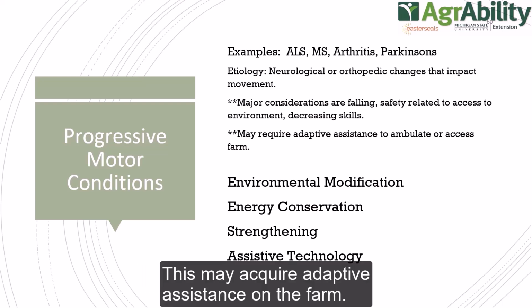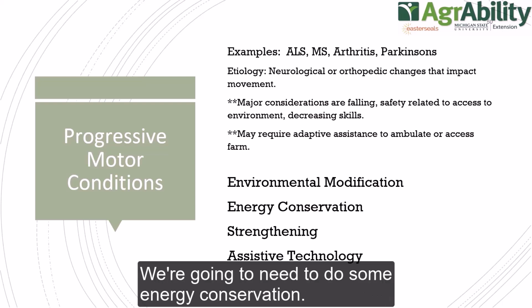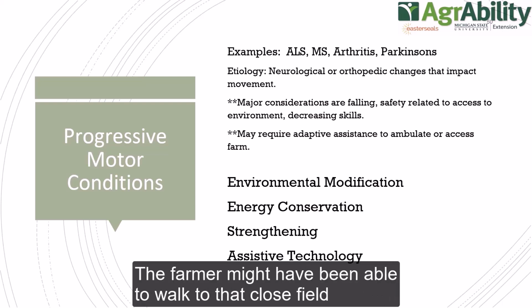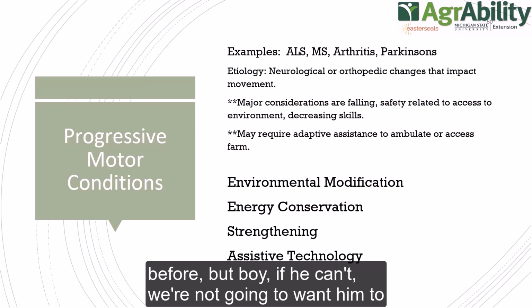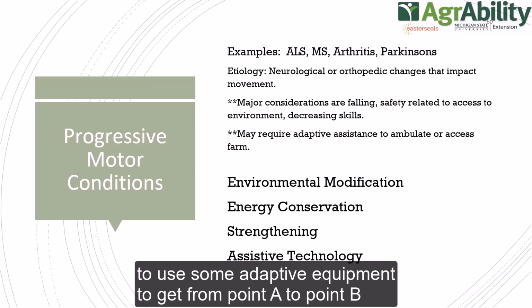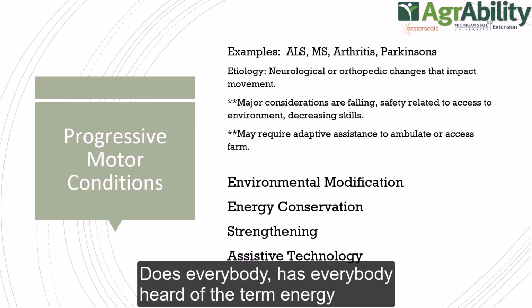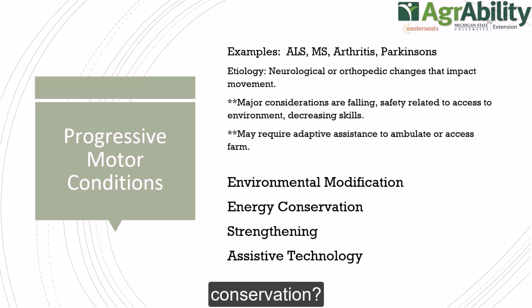This may require adaptive assistance on the farm. If you can't get across there, we're going to need to do some energy conservation. The farmer might have been able to walk to that close field before, but if he can't, we're not going to want him to expend all his energy. We're going to want him to use a gator, some adaptive equipment to get from point A to point B, to conserve that energy. Has everybody heard of the term energy conservation?